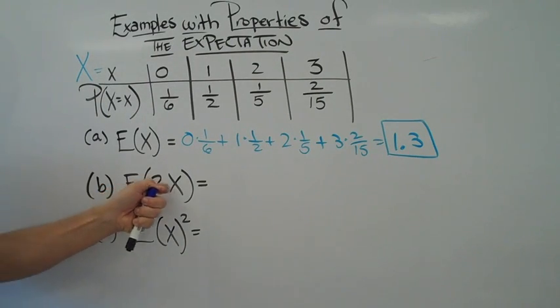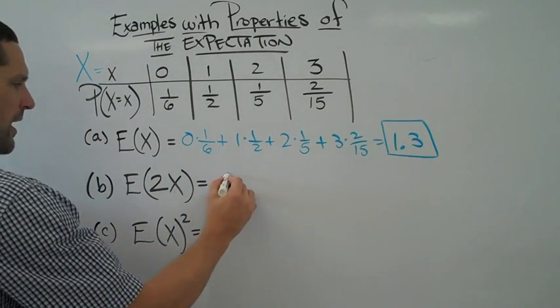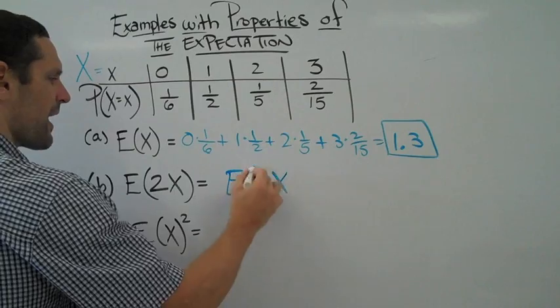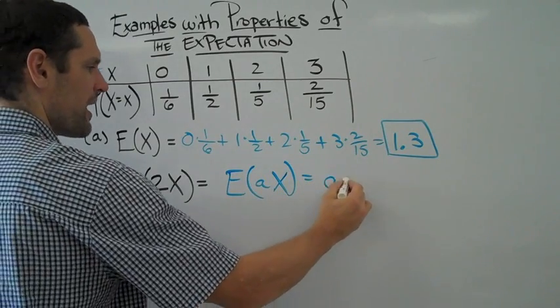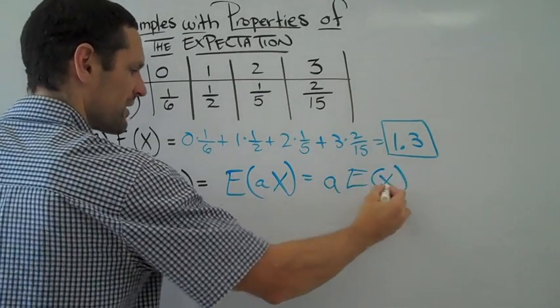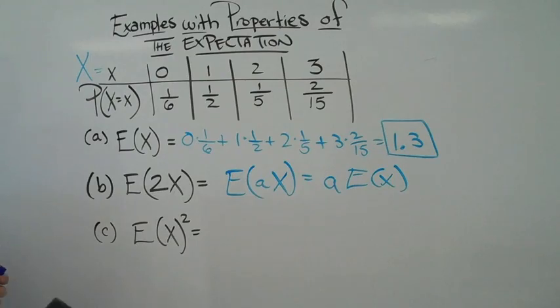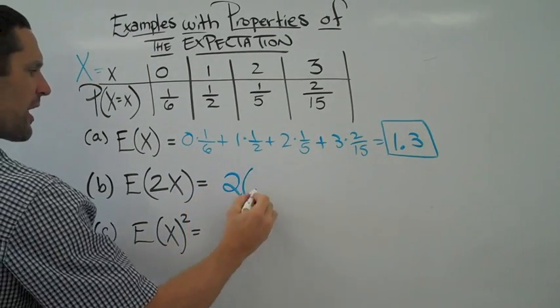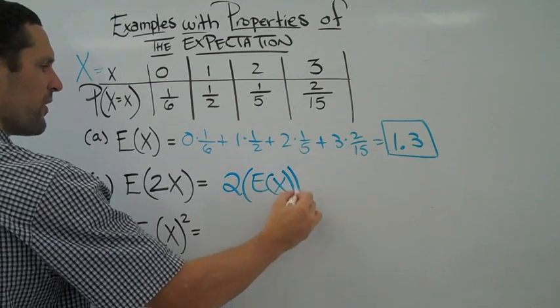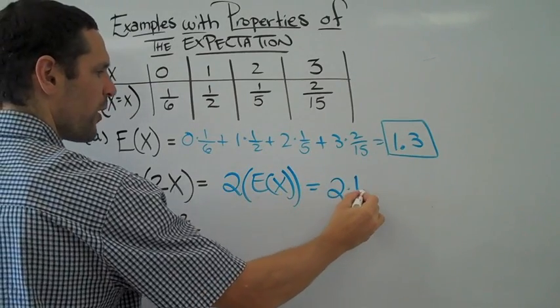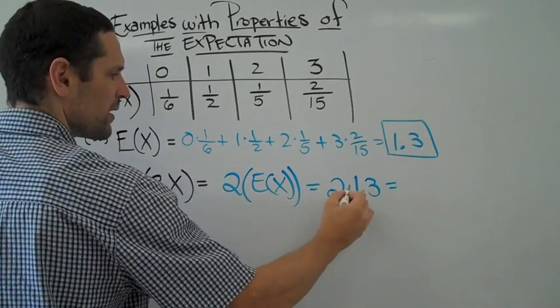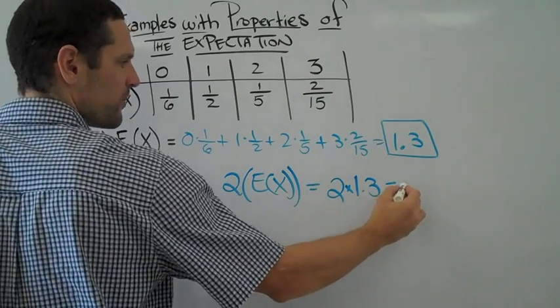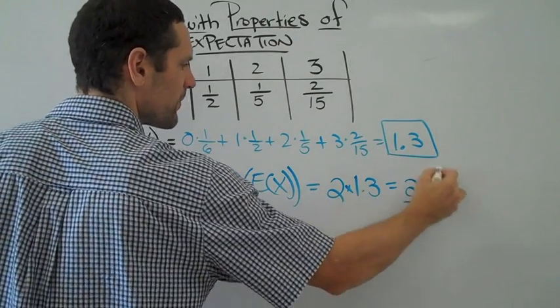Well, expected value of 2x, we know that E of aX is equal to a times E of X. That's what we learned in our last slide. So that allows me to simply say, this is going to be 2 times E of x, which is 2 times 1.3, which will give me 2.6.